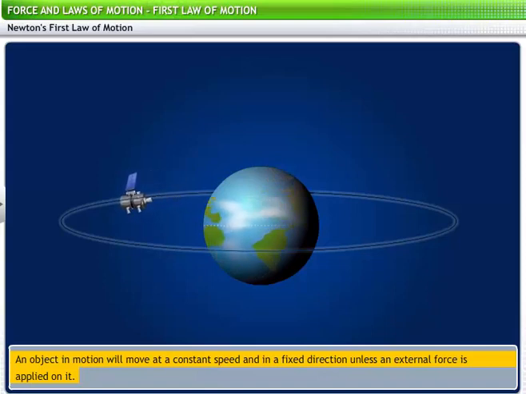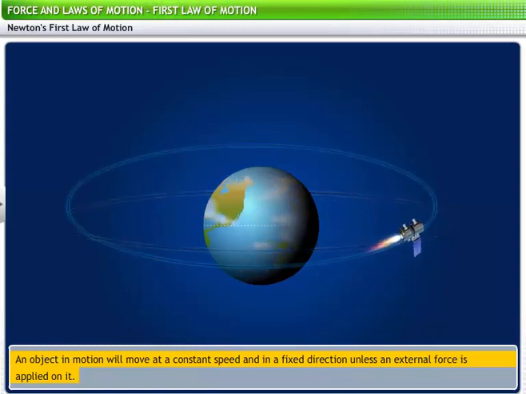Consider an artificial satellite revolving around the Earth. It moves with a constant speed and in a fixed orbit. The orbit of the satellite will not change on its own. In case the satellite is required to change its orbit, booster rockets are fired up to exert force on the satellite. This changes the speed and direction of the satellite.